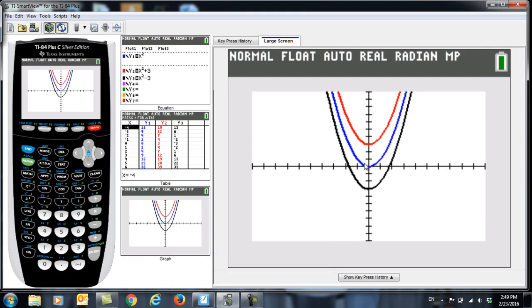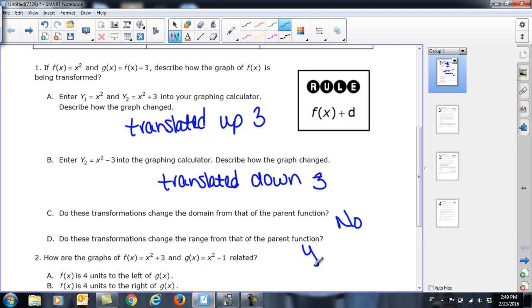But they do change the range. The range of this one is going to be y is greater than or equal to 0 because that's where my vertex is. The red one becomes y is greater than or equal to 3 because of where my vertex is. And the black one is y is greater than or equal to negative 3 because of where my vertex is. So yes, translating it up and down does change my range. So the domain doesn't change, but the range will.